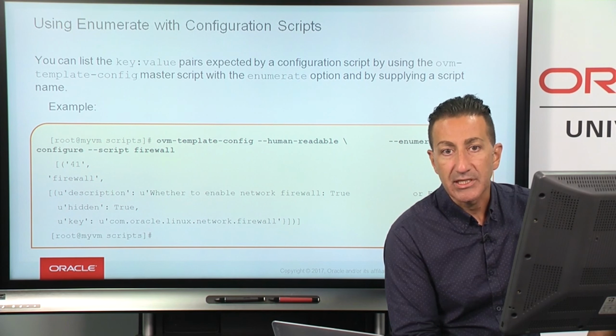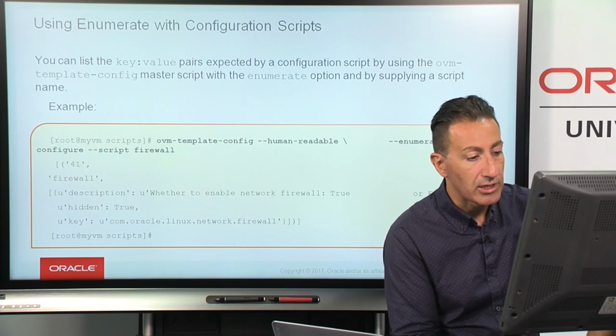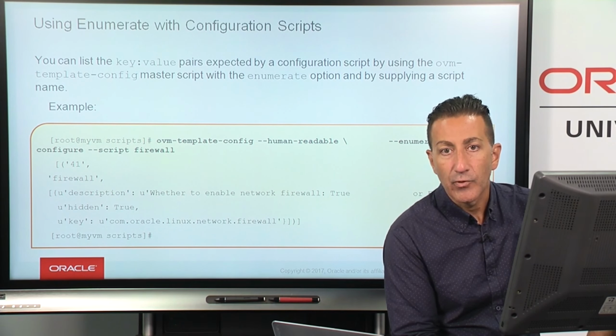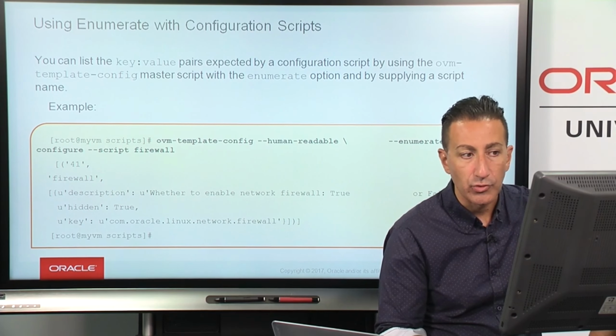And very important, which is the key. com.oracle.linux.network.firewall. Firewall is the internal name for this script that you need to provide if you want to change it, or if you want to enable or disable it.